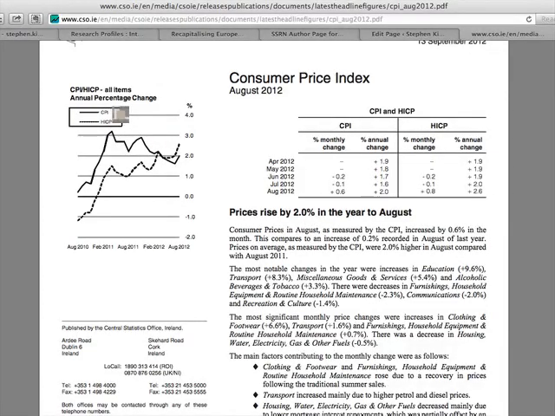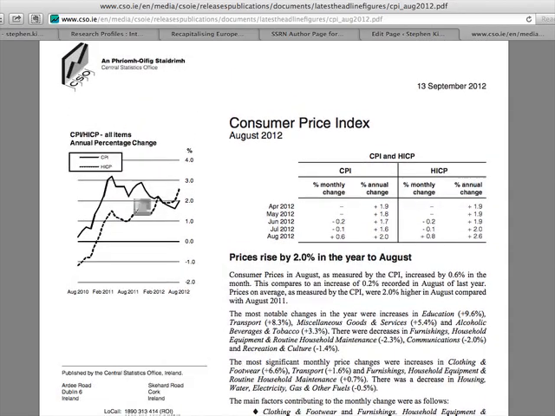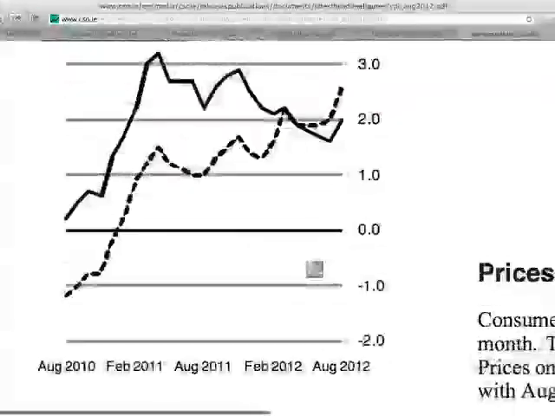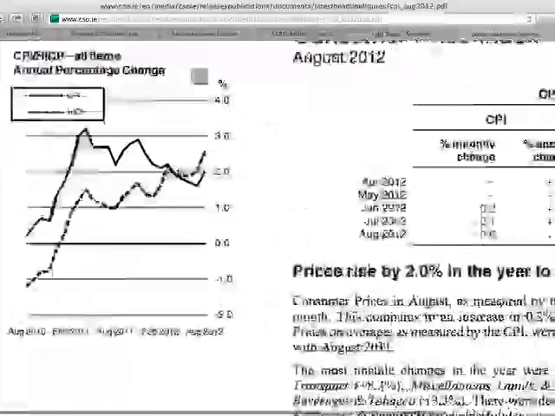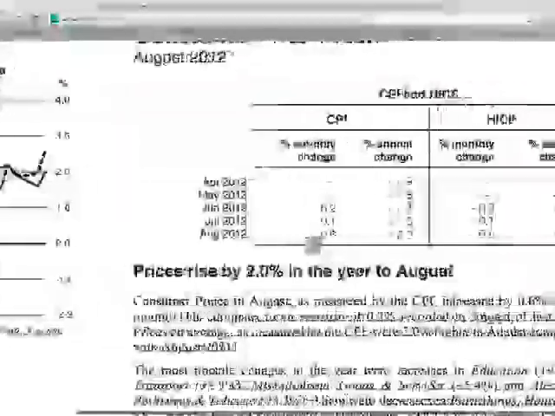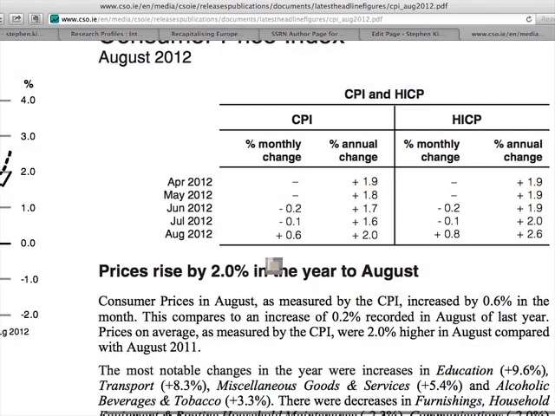There's two measures. The first is the CPI. This is the Consumer Price Index. The second is the Harmonized Index of Consumer Prices. This thing here. And you can see two things. The first is all items, annual percentage change. It's going up. Okay. So why is it going up?